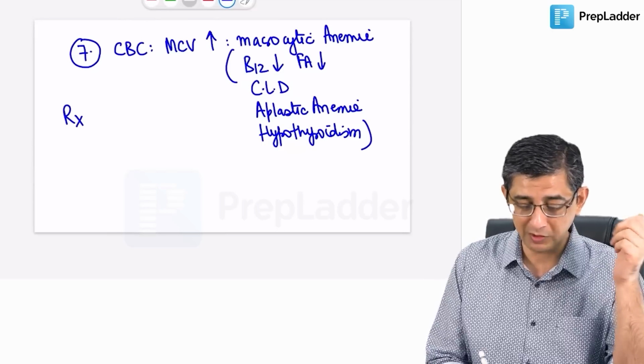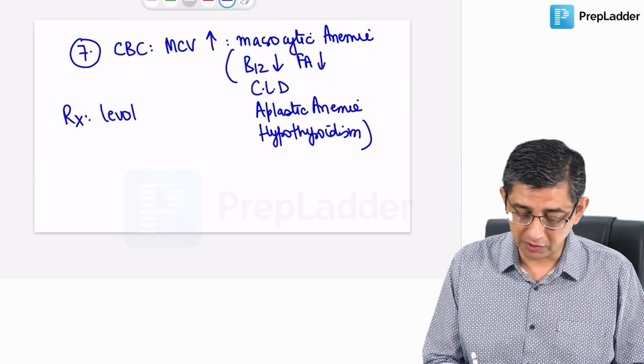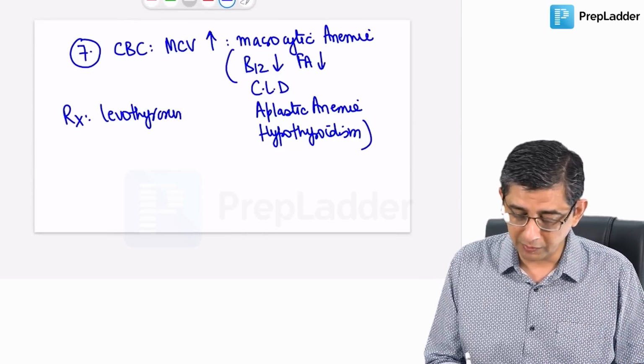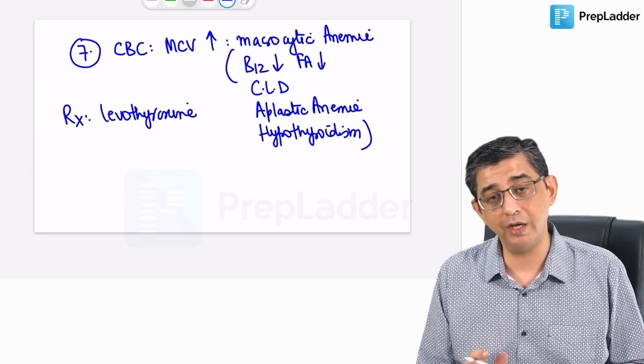As for the treatment of these patients, the standard treatment is levothyroxine. This has to be given on a lifelong basis in both primary as well as secondary hypothyroidism.